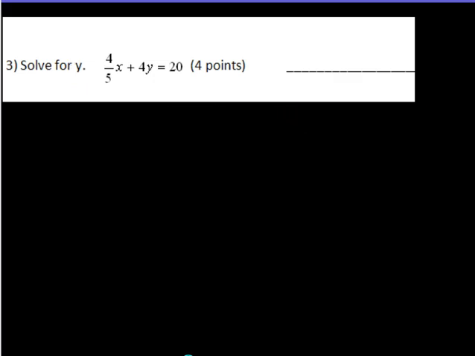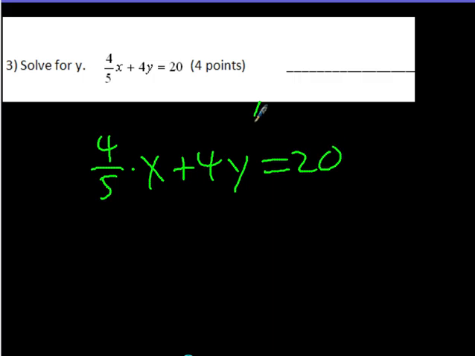So, my equation right now is 4 over 5 times x plus 4 times y equals 20. I've got to get y by itself. It's order of operations in reverse, and I think that's what confuses students sometimes. See, normally I would do the multiplication, right? And I would do this multiplication over here, but I can't because I don't know what x and y are. So then I got to do the addition.